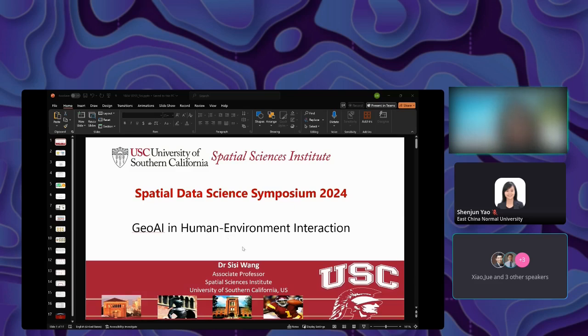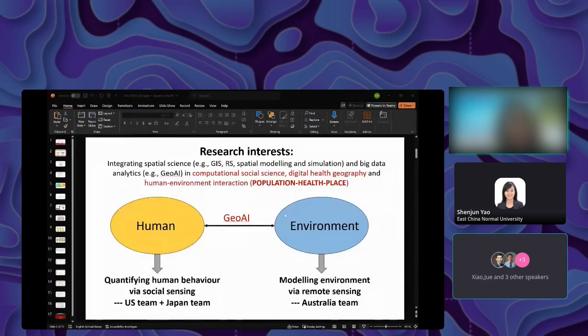On the other side, I'm also interested in how we use remote sensing to quantify the environment, in terms of social environment, built environment, and the natural environment. Those works are predominantly done by our Australian team, given that before moving back to LA last year, I worked at the University of Queensland in Australia for around 8 years. What links the human and the environment sides are advanced spatial models, such as GeoAI applications. That's the framework that I have implemented in my studies.